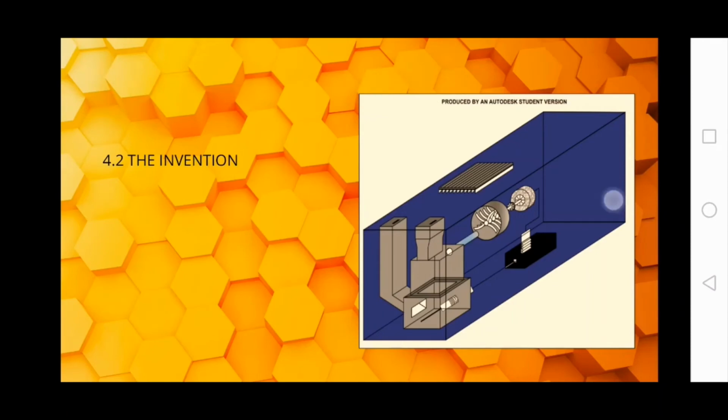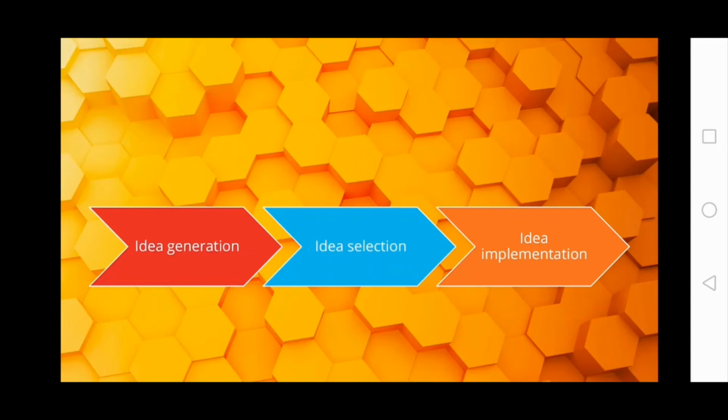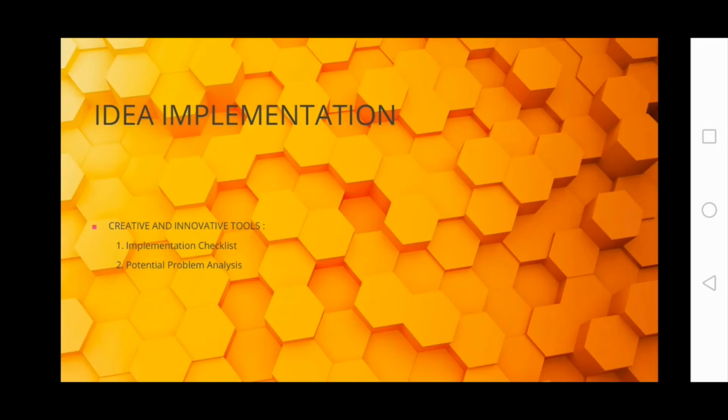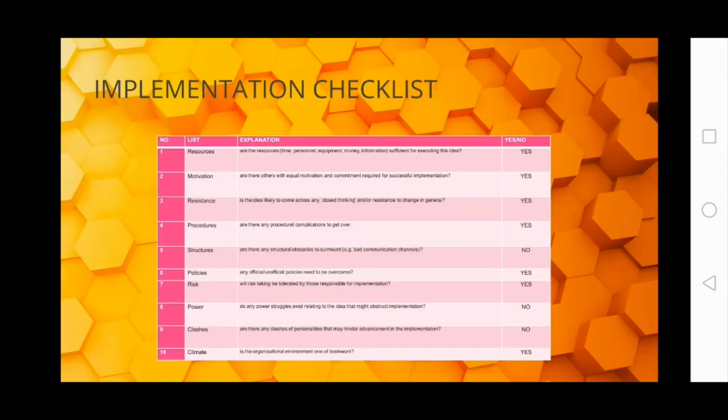4.2 The invention. After idea generation, in the part of idea selection, we select a smart and portable incinerator using steam energy. For the idea implementation part, we have used creative and innovative tools. We select two. The first one is the implementation checklist. According to myquoted.com, they have 10 lists. First, resources available, yes. Motivation, yes. Resistance, yes. Procedures, yes. Structures, obstacle, no. Policies, yes, according to OSHA. Risk, yes. Power, no. Clashes that may implement, no.